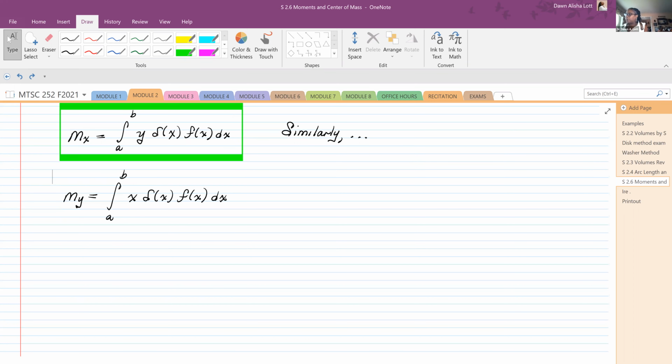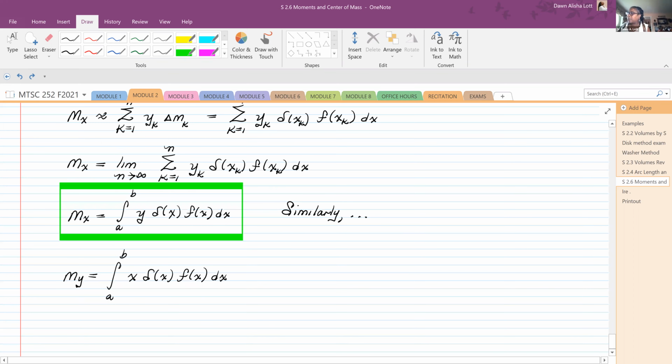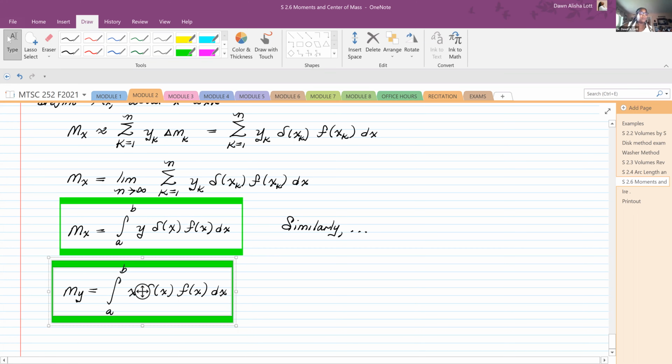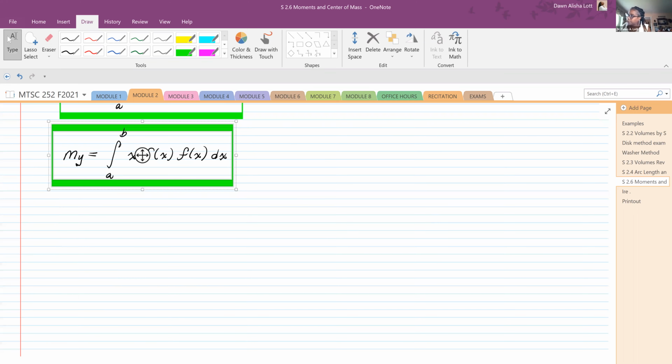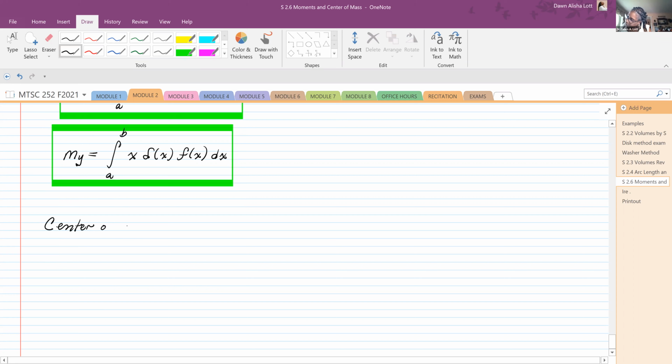Did I circle the wrong thing? What did I just do? Well, I think I hit the wrong thing. Okay, so therefore the center of mass again is x bar equals My over m, and y bar equals Mx over m.